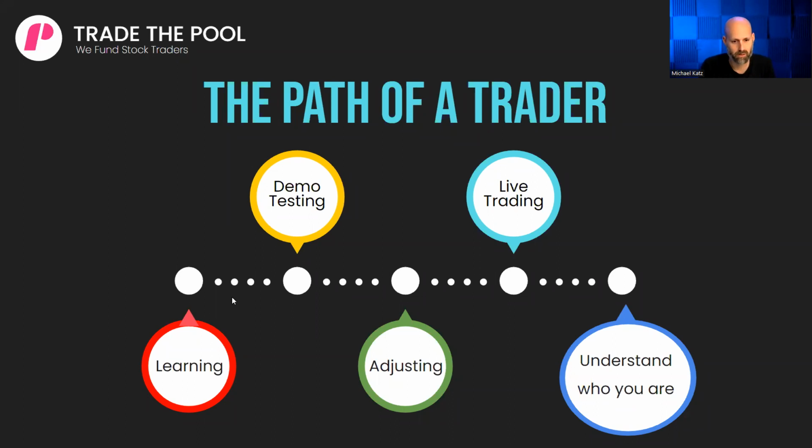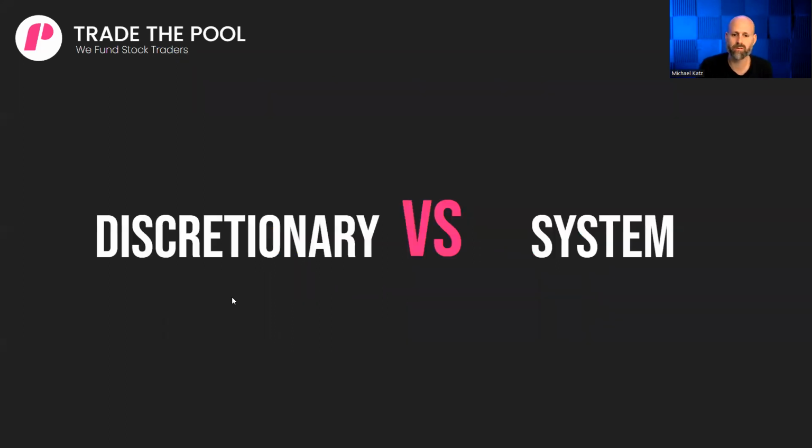Now, as I mentioned, it comes down to discretionary versus system. So let's analyze them, understand what it means, and then the advantages and disadvantages of using each method, and after that, realize what we need to do in order to become a discretionary trader or to become a systematic trader.